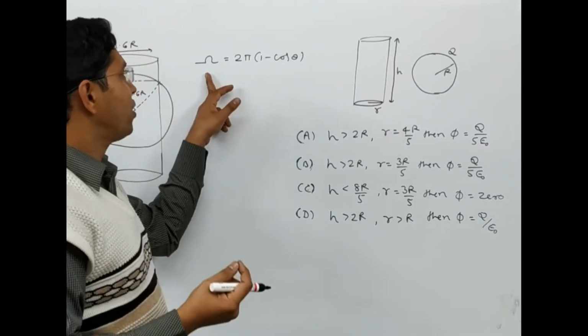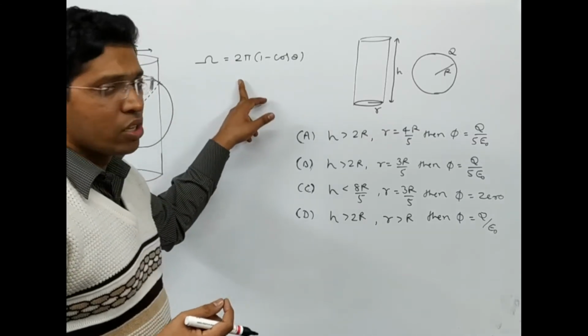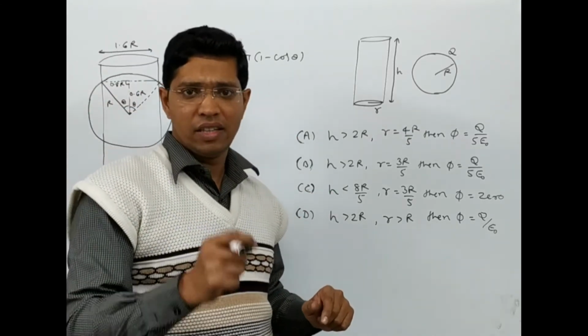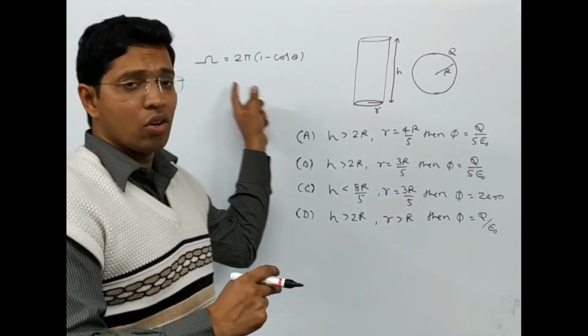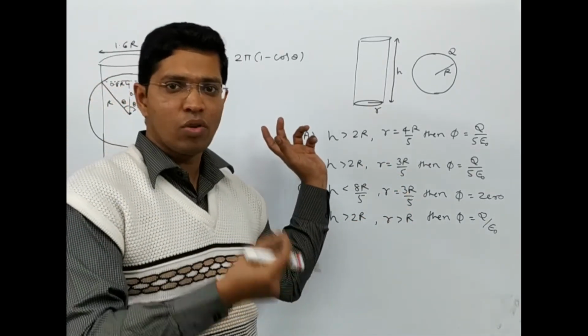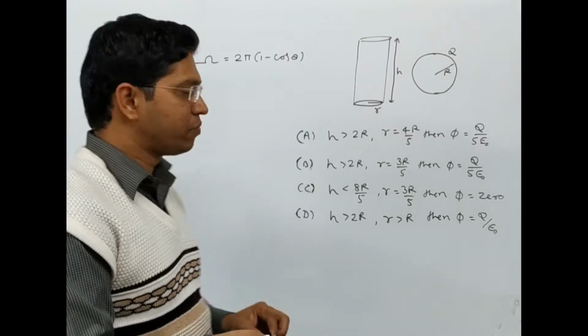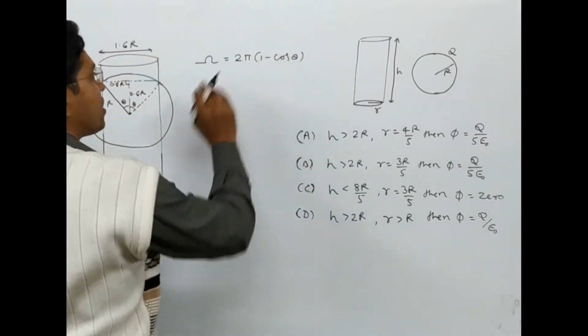Now you might be having a question about how this relation arrived. For that I am giving a link in the description. You just click on that link and you will get the complete derivation of how the relation between the solid angle and the linear angle arrived. Now I'll move ahead by assuming that this is correct.